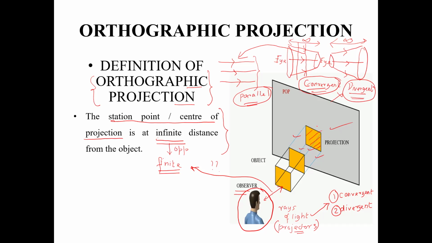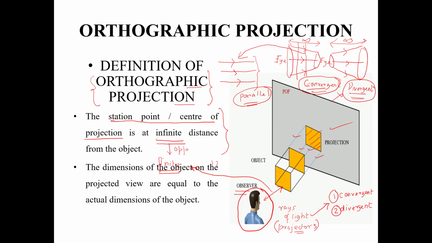So if the size of the projected view has to agree with the size of the actual object, then the projectors have to be parallel. And projectors can be made approximately parallel if the observer is situated at a theoretically infinite distance from the object. That is why in orthographic projection, one of the key points to remember is the station point or center of projection is at an infinite distance from the object. If that happens, then the size of the projected view will be equal to the actual dimensions of the object. The dimensions of the object on the projected view will be equal to the actual dimensions of the object.